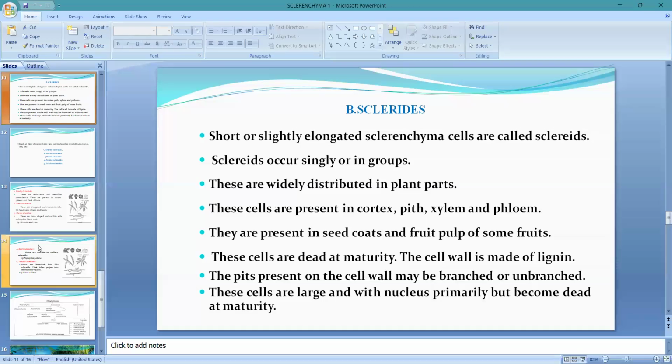The shape and size of sclereids is variable and depends upon that of the parenchymatous cells from which they are derived. They have very thick secondary walls with numerous simple pits. The lumen is very much reduced. Sclereids are widely distributed in the plant body and are also associated with xylem and phloem. They occur singly or in a group of a few cells.